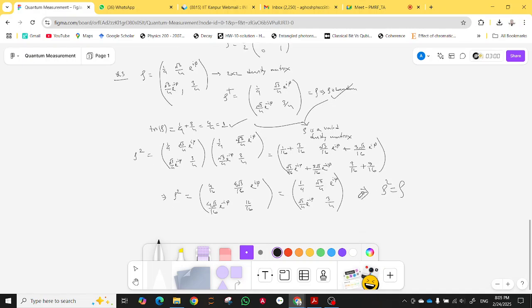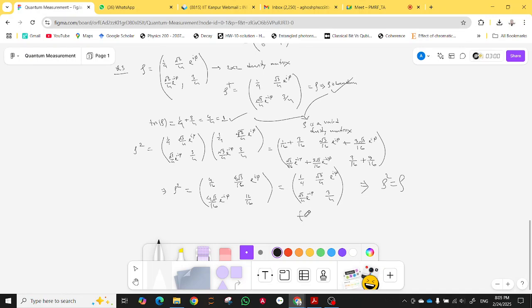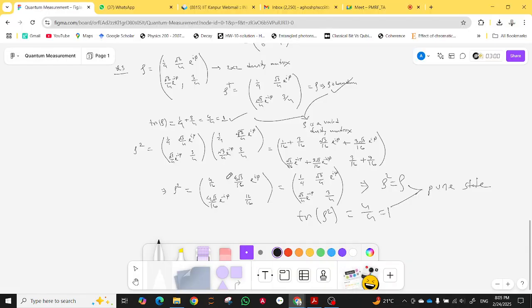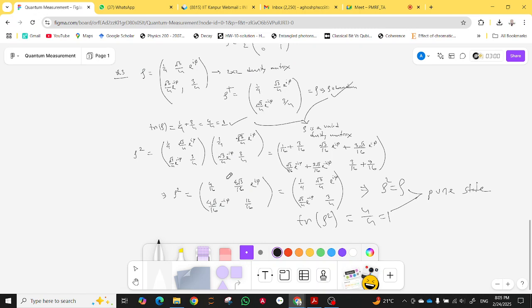And also you can check the trace of rho square. So this is 4 by 4 equals 1. So everything implies that it is a pure state. Right. So this is a pure state. So rho is a pure state also. So option B is correct. Rho is not a mixed state. Fine. So rho cannot be a mixed state.